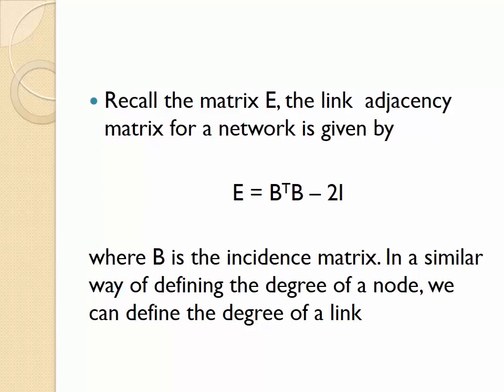In the previous video, we discussed the link adjacency matrix for a network. So we were talking about what it means for a link to be adjacent to another link. And we obtain the link adjacency matrix by using the incidence matrix and its transpose. We found that product minus twice the identity to obtain a matrix that would give us the adjacency for each link. Well, if we can talk about link adjacency, then that means it makes sense to talk about the degree of a link.